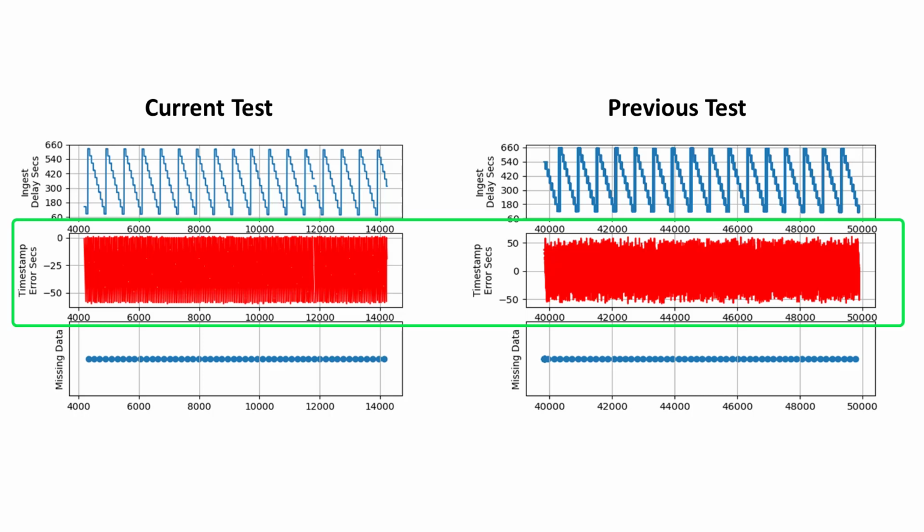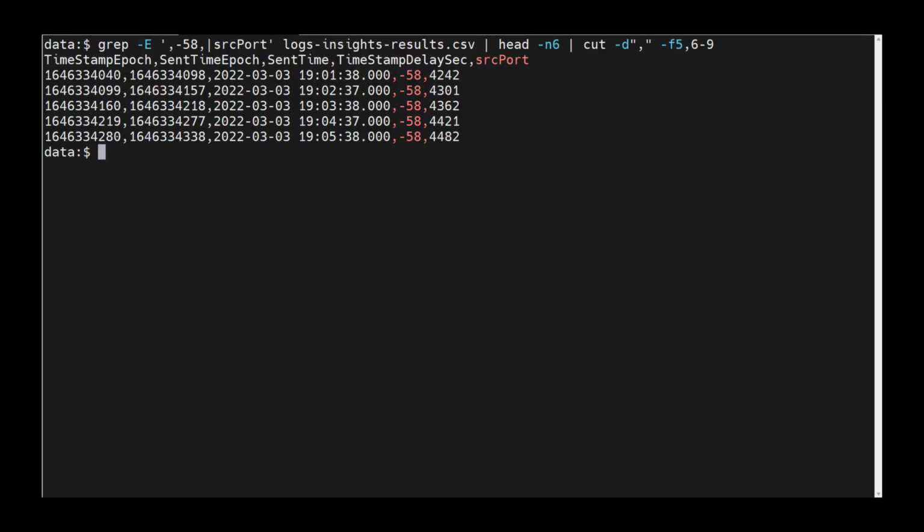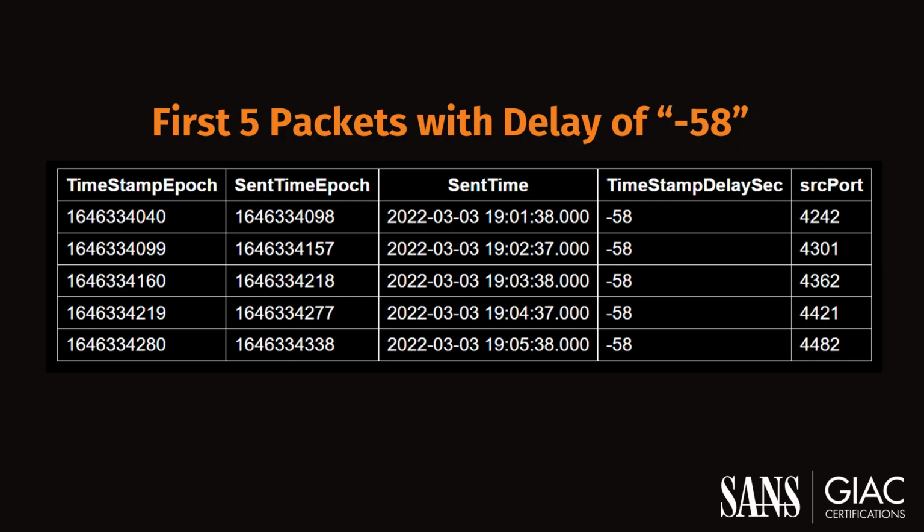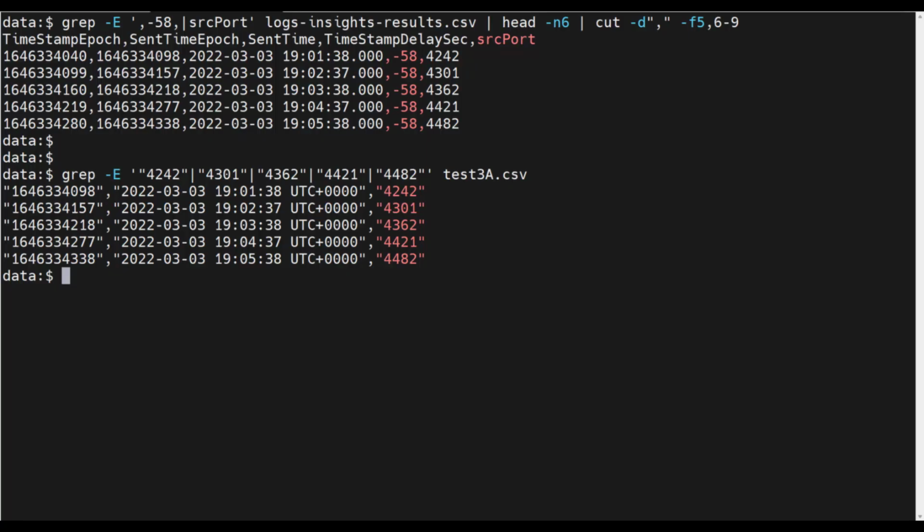At first, I thought it might be a math error on my part or a bug in my function, but we can take a look at a single packet as it was recorded in the flow log, sent by Scapy, and recorded by tcpdump at the target system. We can use grep to search for -58, which happens to be the greatest error in logs insights results.csv, and generate the following table. And now that we've identified the first 5 packets with the highest error, we can look for those packets in the log generated by Scapy using grep again.